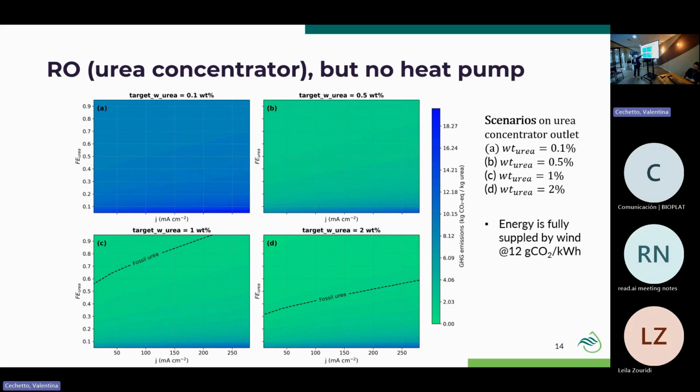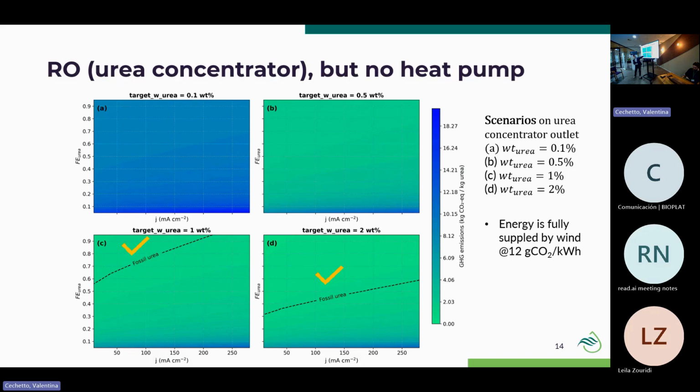We set 4 scenarios, from 0.1 to 2%, basically without the heat pump. Those regions will be the proper regions for Faraday efficiency and current density to make this new technology compete with fossil urea. So basically, you can see the region.